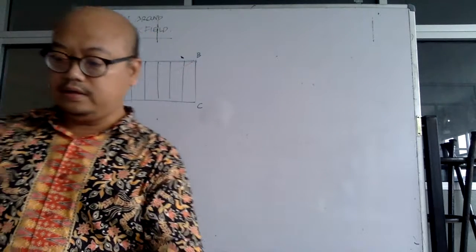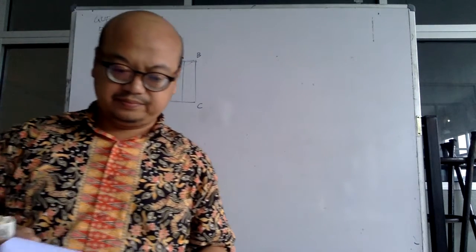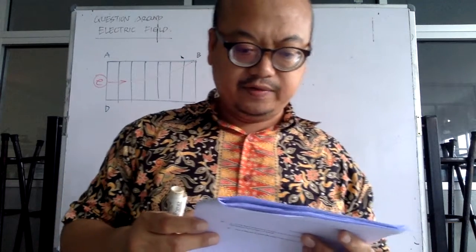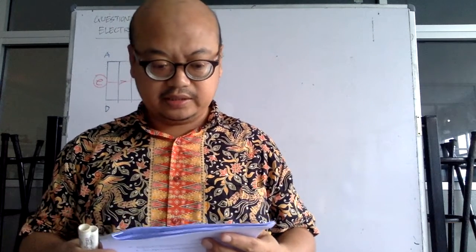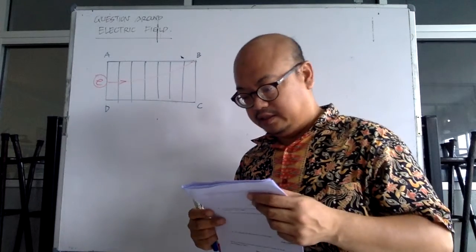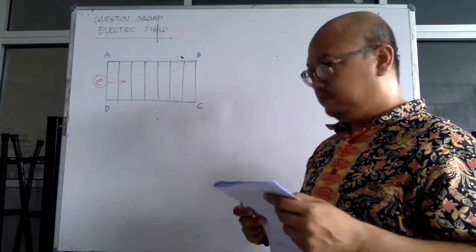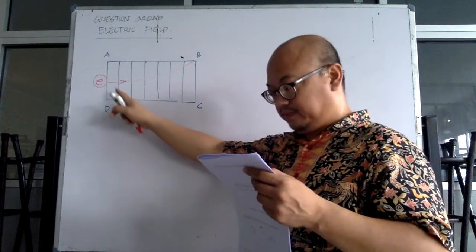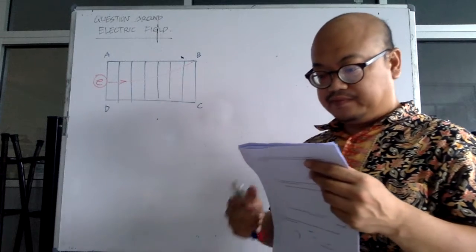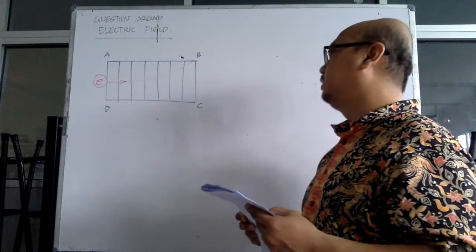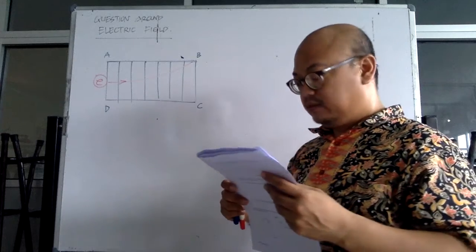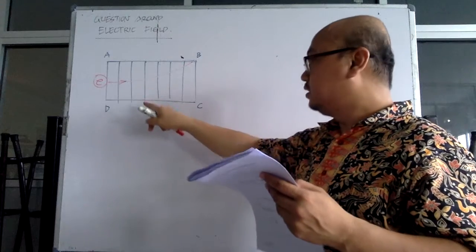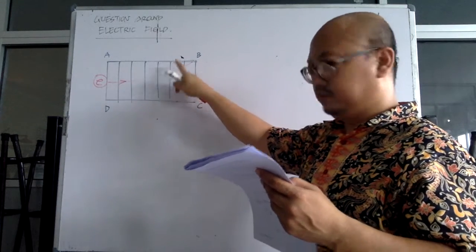So the question is: the diagram shows the path of an electron in a uniform electric field between two parallel conducting plates AB and CD. The electron enters the field at the point midway between A and D. It leaves the field at B. This is the curve of the electron path, and this is the electric field.